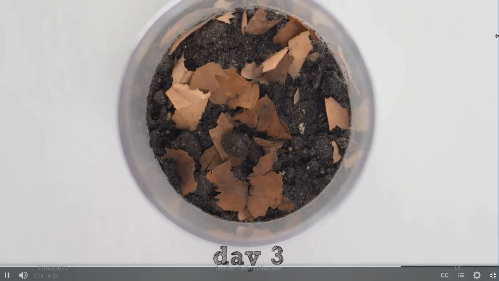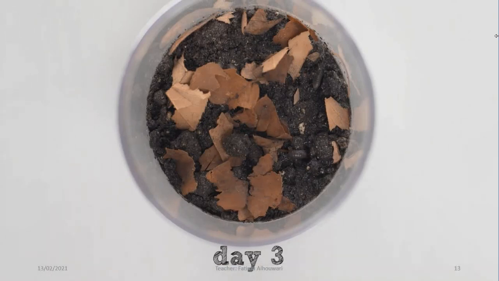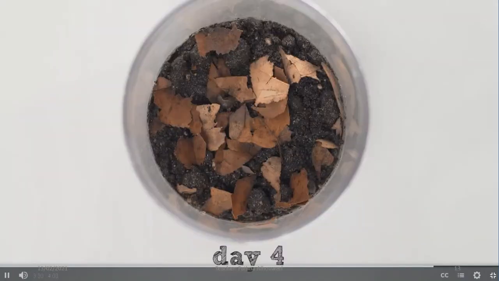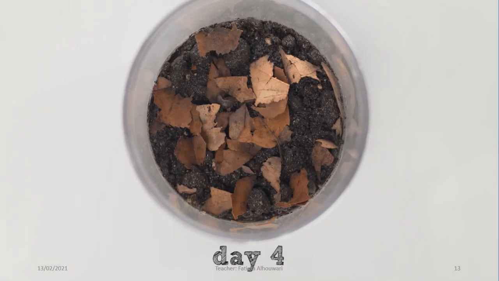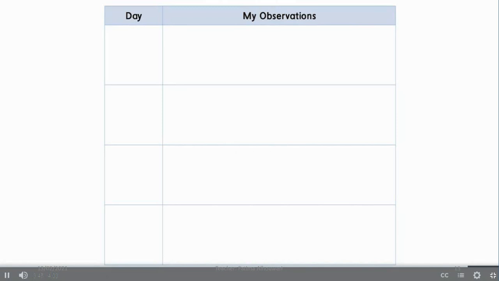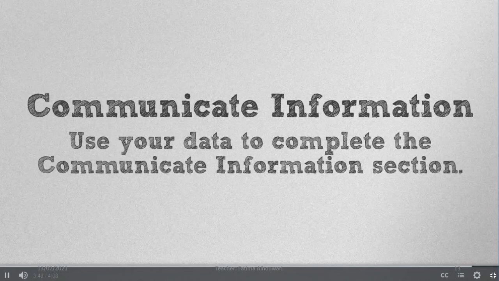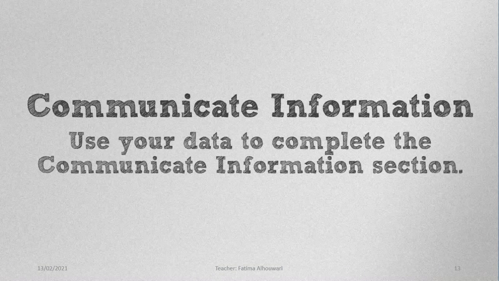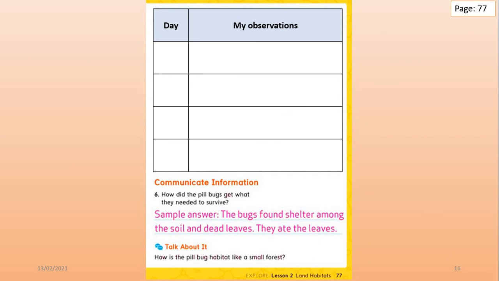On the next day, observe your pill bugs. How have they interacted with their habitat and with each other? Do you notice any changes? Record your observations. It's the last day to observe the pill bugs. What do you notice? How has the habitat changed? Record your observations. Use what you have learned to finish the communicate information section on page number 77.